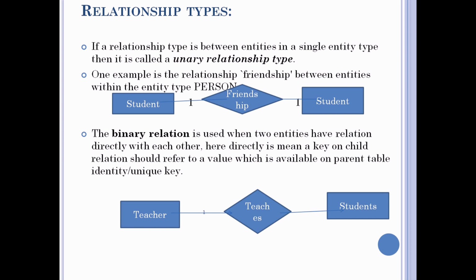Next is the binary relationship. Binary relationship means two entities whose natures are different. In the diagram, one side is teacher and the next side is students. Here we maintain a one-to-many relationship, one teacher with many students. The teacher teaches the students. This is an example of the binary relationship.